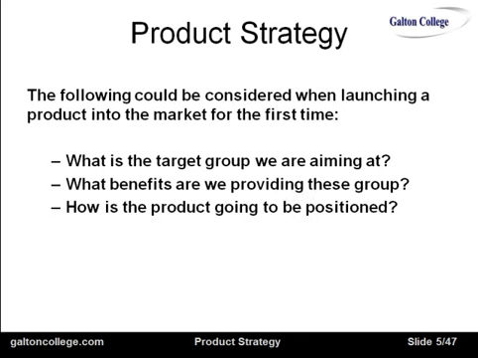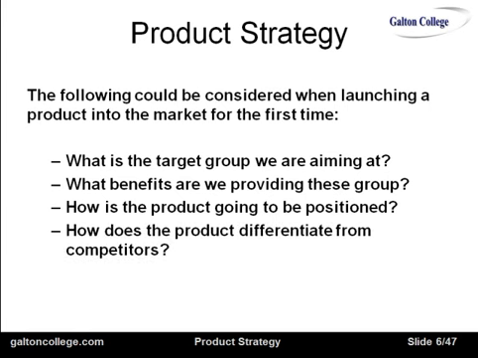How is the product going to be positioned in the market? Is it going to be positioned at the lower end, cheap price, low quality, high price, high quality? Or whereabouts in the spectrum is it going to be placed? What's its position in the market? And what are its competitors also within the market? So how does the product become differentiated from the competitors? What's different about the product compared to the competitors?